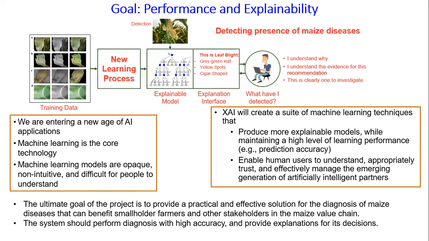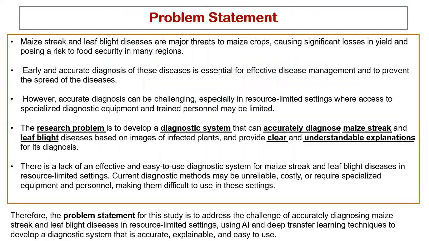So because of this, the goal of this project is to provide a practical and effective solution for the diagnosis of maize diseases that can benefit small farmers and other stakeholders. They can be researchers or other agricultural experts in the maize value chain. The system should also perform the diagnosis with high accuracy and also provide explanations for its diagnosis.